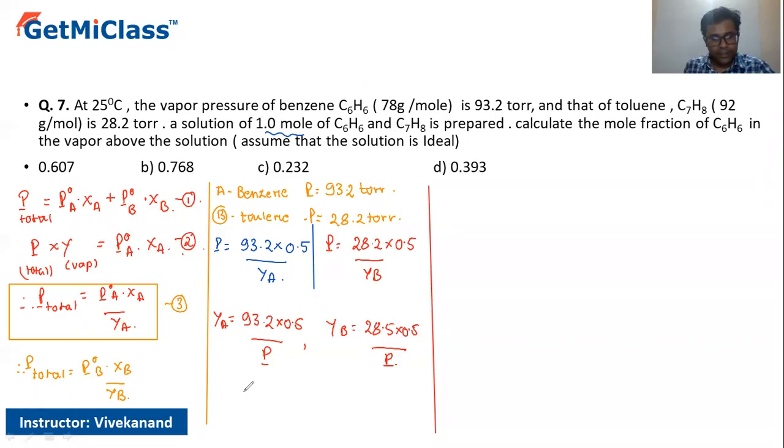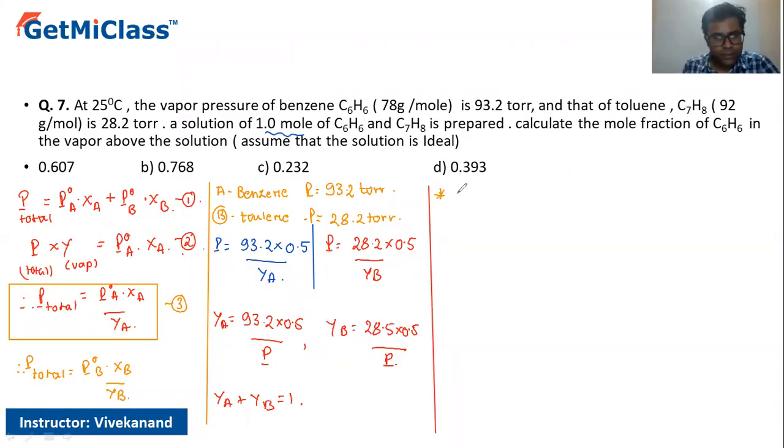Now, as YA and YB tell us about the mole fraction in the vapor phase, we can say that YA plus YB should be equal to 1. Correct. Now, substituting these values, we are going to have the further steps. So let's go for this, when YA plus YB is equal to 1.